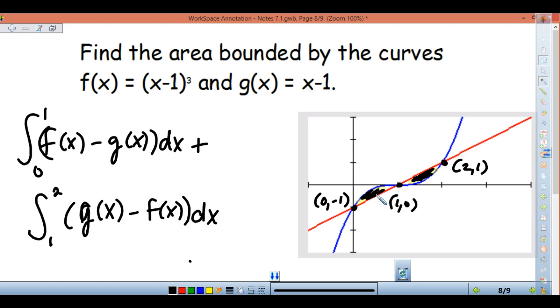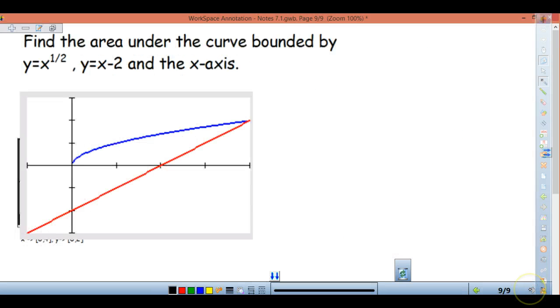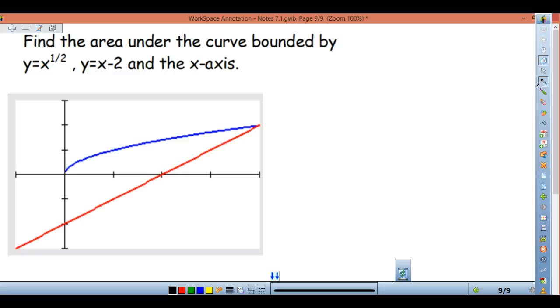So it's not uncommon to have to write more than one integral to find the area of a shaded region between two curves. Find the area under the curve bounded by y equals x to the 1/2, which is y equals the square root of x, the line y equals x minus 2, and the x-axis. So we want to find the region bounded by all three of those. So if we shade in that region, here's what we're referring to. It's not uncommon to be bounded by more than two boundaries, so you might end up having a situation like this.